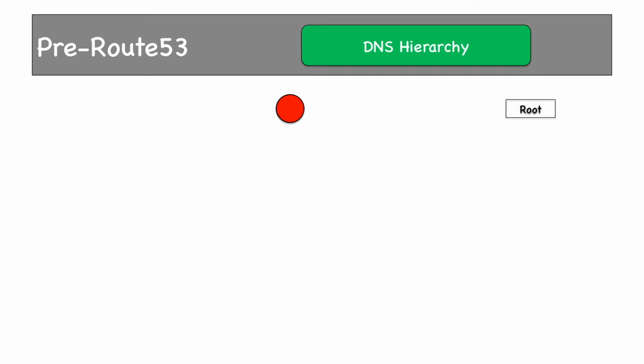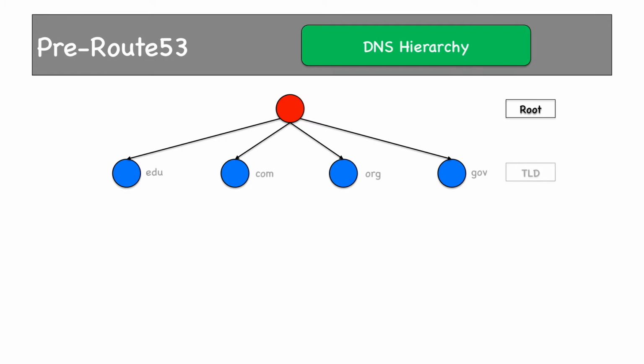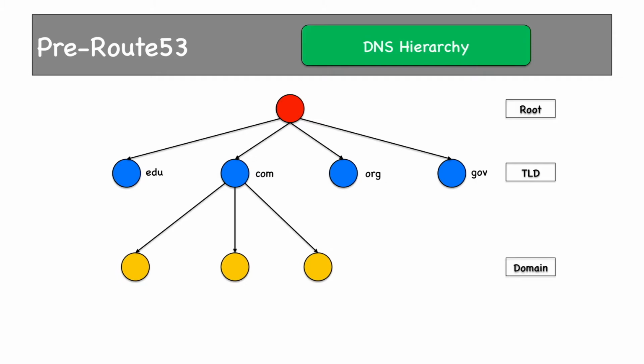The next in the hierarchy is TLDs or top level domain servers. .com, .edu, .org, .gov.in, .gov.us, .co.in, all these are top level domains. Then we have actual domains, which contain the mapping between domain names and IP addresses. We can also have sub-TLDs like .gov.in for the Indian government, .gov.us for the US government, and so on. So sub-TLDs are nothing but sub-top level domain names.